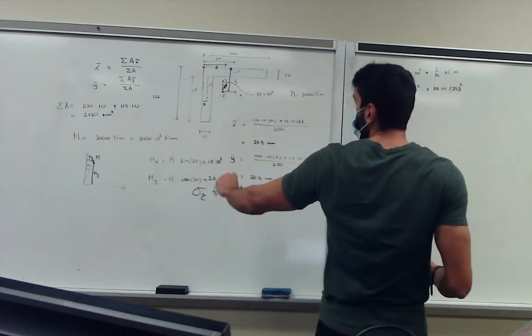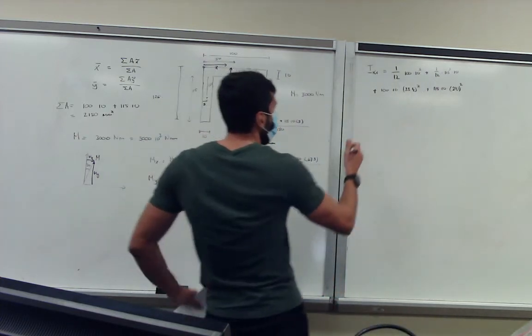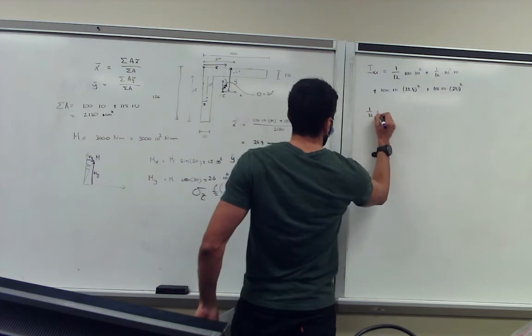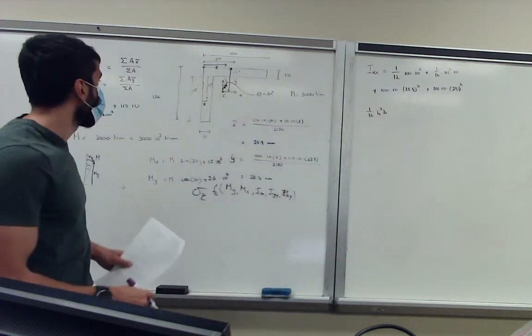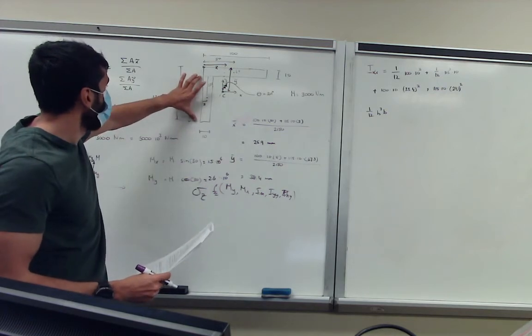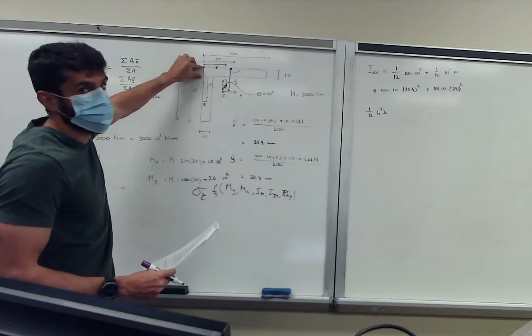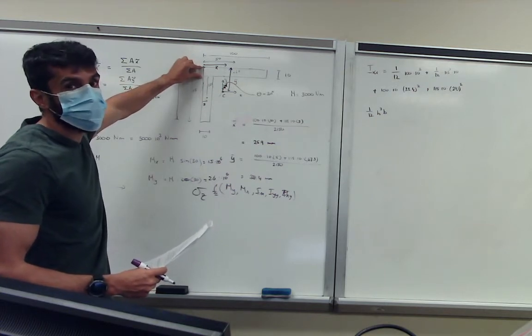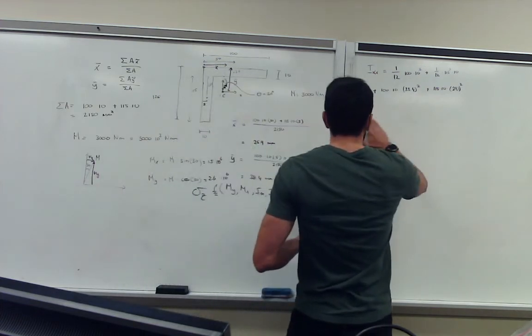No, because this is a moment of inertia on x. So the equation is 1/12 h cubed b. So this is the height. In this case, it will be 115 to the power 3. And in this case, 10 is the height. So that's the reason why it's 10 cubed. So that will be our moment of inertia.